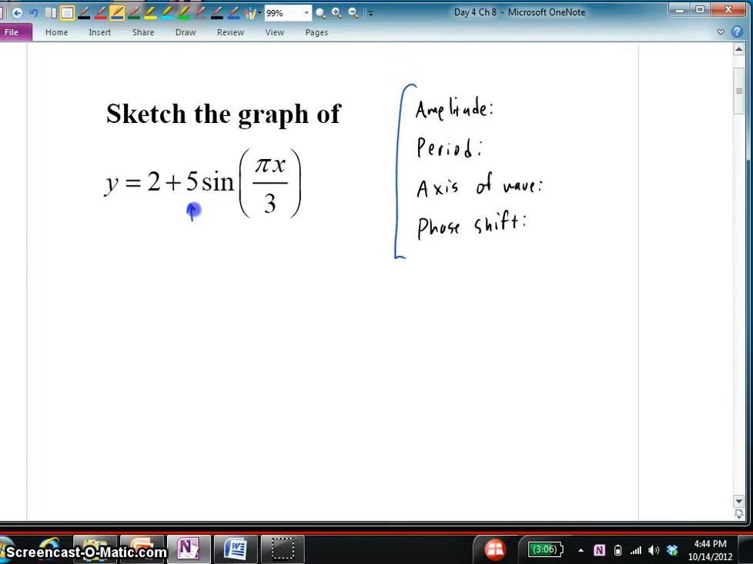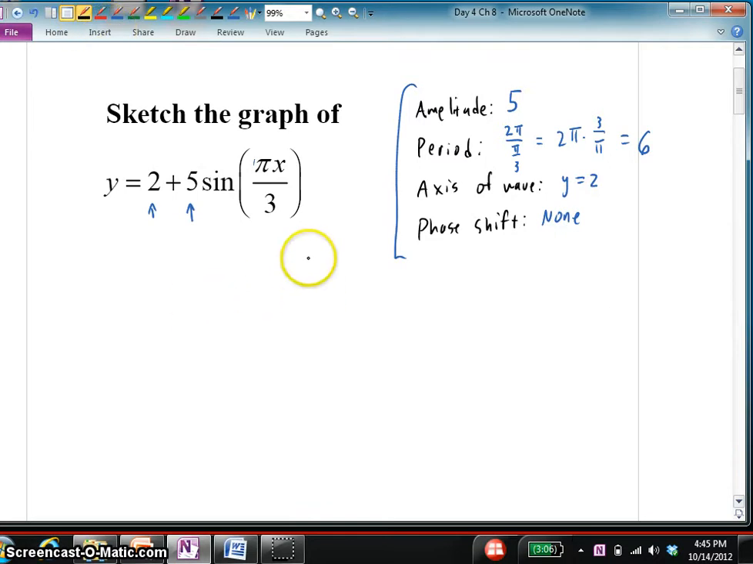The amplitude is given by that number right there, so the amplitude is 5. The period, well, the coefficient on the x is pi over 3, so the period is 2 pi over 3, which is 2 pi times 3 over pi, which simplifies to 6. So the period of this is 6. The axis of wave is y equals 2. That's this number right here. And then there is no phase shift.